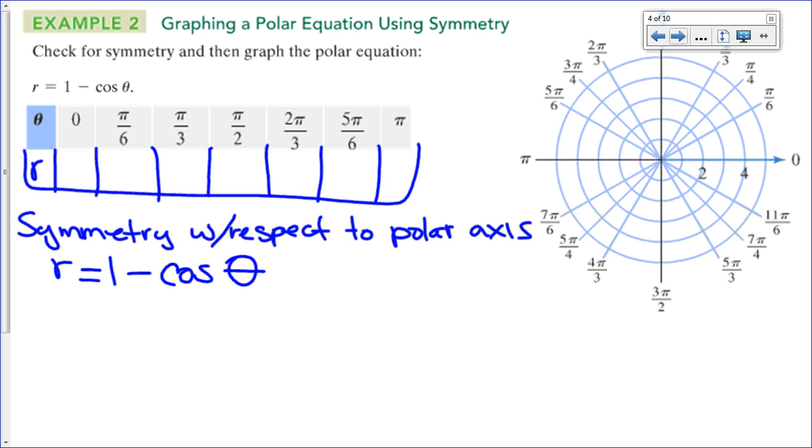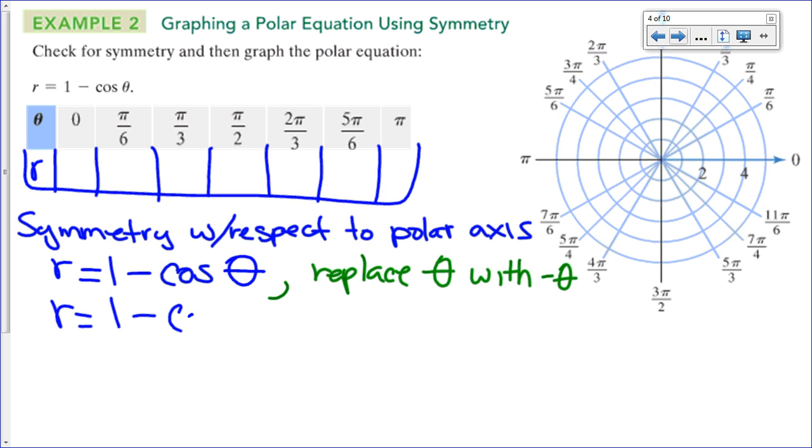And according to the instructions, you are supposed to replace theta with negative theta. And so if I do that, I will have r is equal to 1 minus the cosine of negative theta. And we know that cosine is an even function, correct? We all know that? Yes. So what does that mean? That the theta is going to become positive. That is the same as if theta is positive, right? Okay.